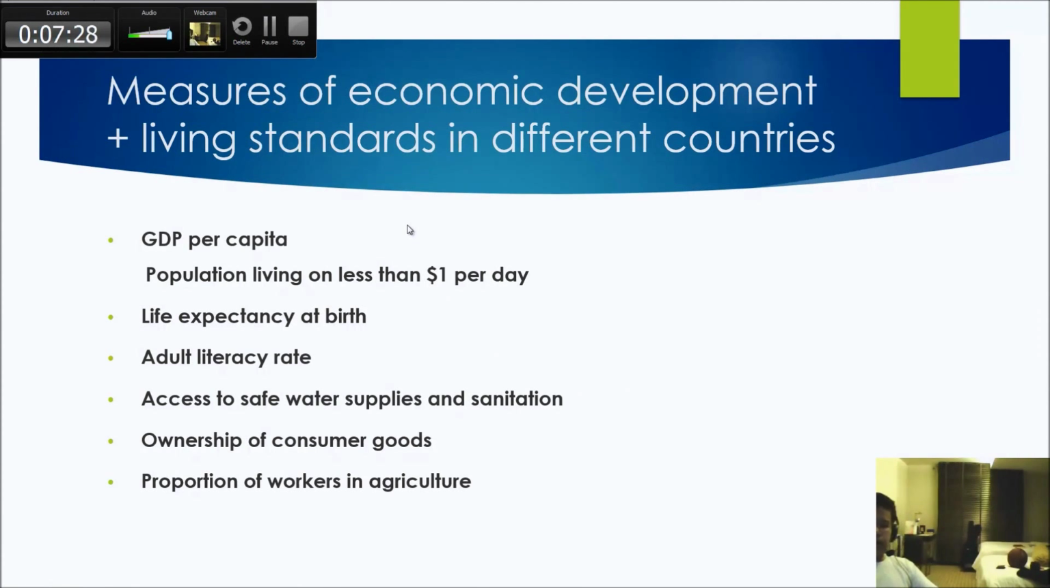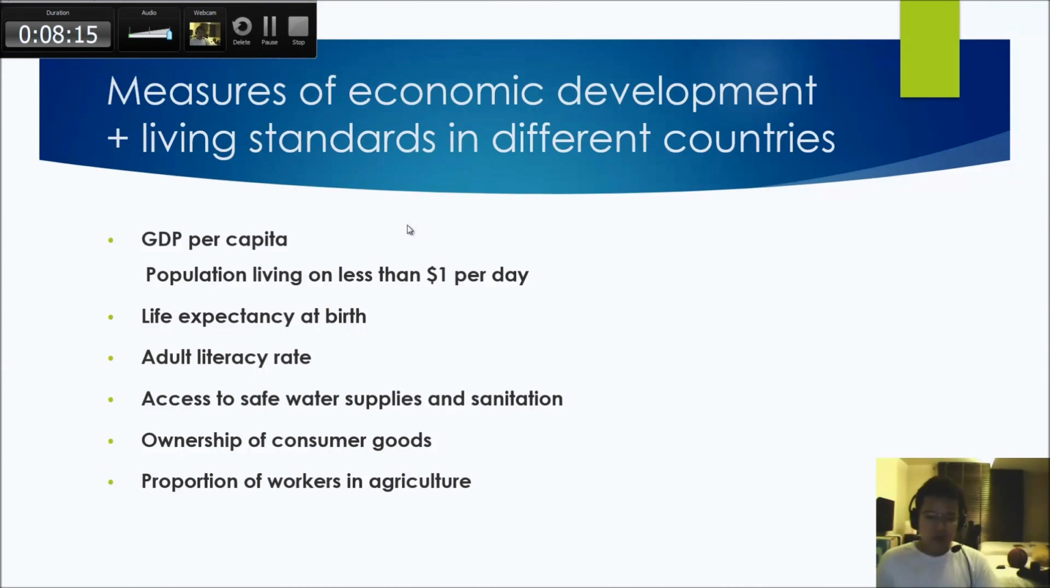There are different measures of economic development and living standards in different countries, and government measures them by GDP per capita. However, this might not be the best solution, as there might not be an even distribution of income. Second of all, could be population living on less than $1 a day, and this is poverty. The absolute level of poverty could be measured by life expectancy at birth, adult literacy rate, access to safe water supplies and sanitation, ownership of consumer goods.